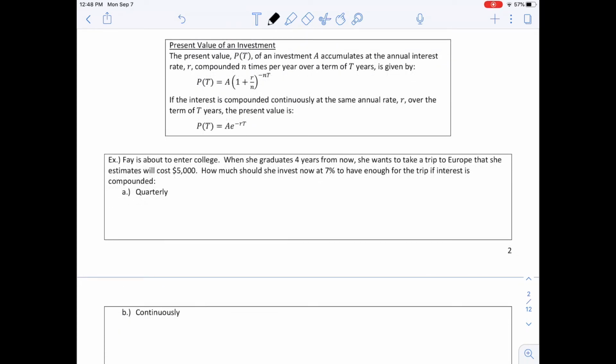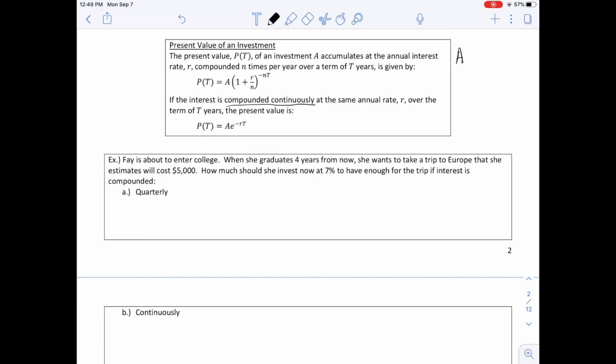The next formulas that we have are the present value of an investment. The present value, P of T, of an investment, A, that accumulates at the annual interest rate, R, compounded n times per year over a term of T years, is given by P of T equals A times 1 plus R over n to the negative nT. And if the interest is compounded continuously at the same annual rate R over the term of T years, the present value is given as P of T equals A e to the negative R times T.